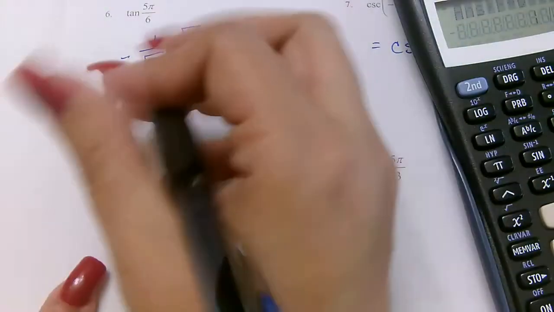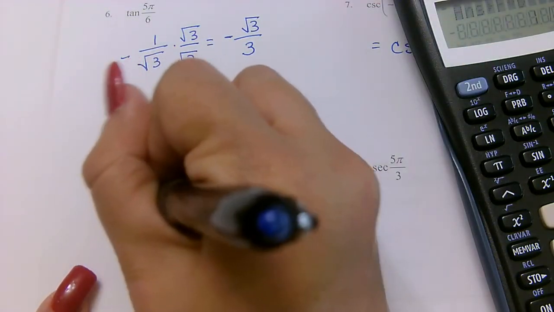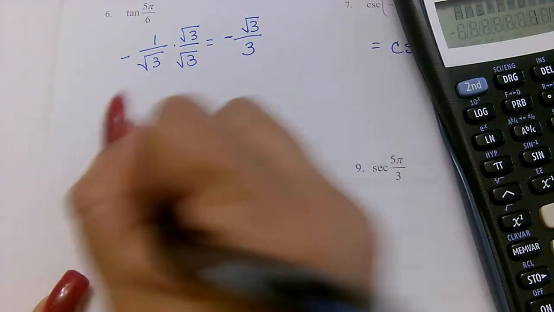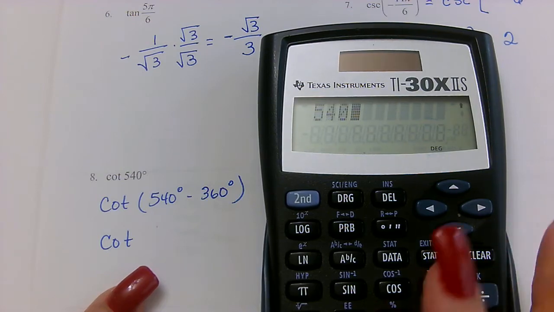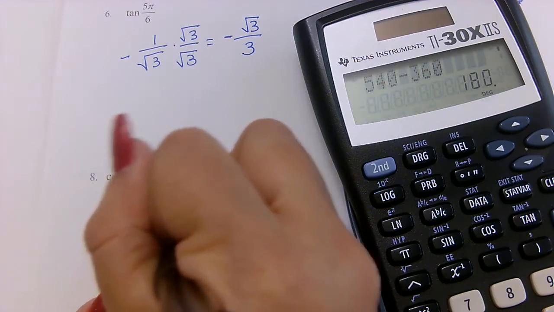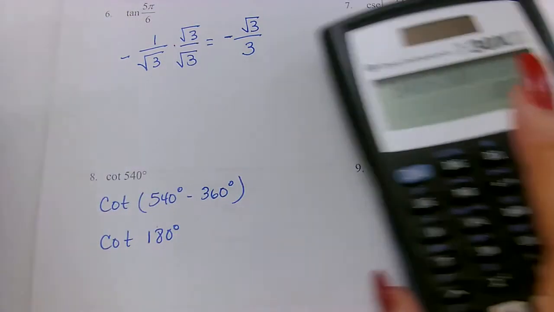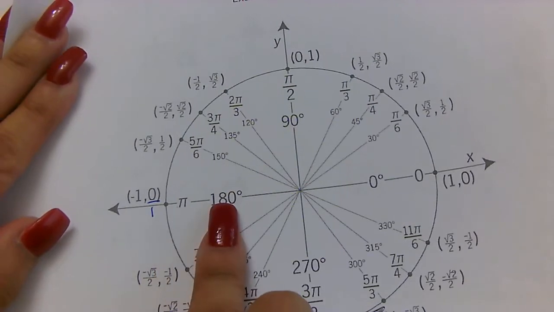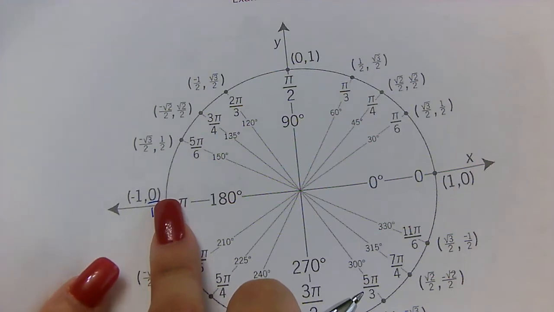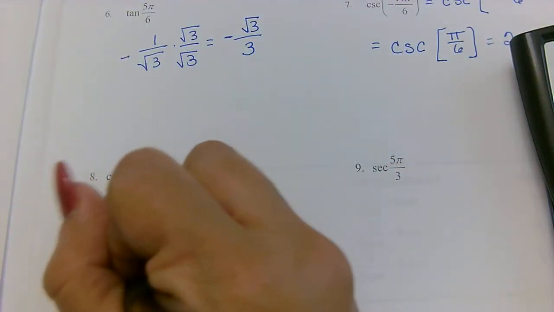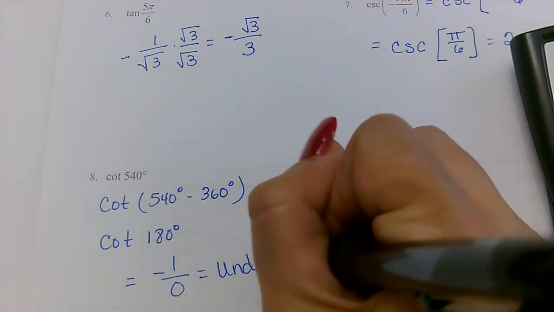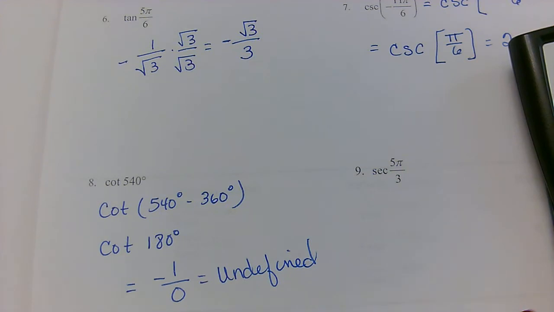Again, not in standard form, so I'm going to do cotangent 540 minus 360, and let's see if that gets us what we're looking for. 540 minus 360 is 180. Yes, it does. It falls between 0 and 360. So I'm going to come over here. Cotangent of 180 is going to be x over y, so we have negative 1 over 0. Remember, this is undefined. Anytime you have a 0 in the denominator, it's undefined.